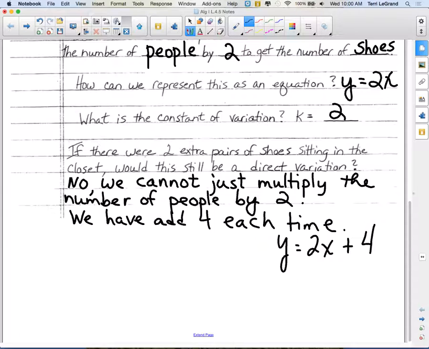0. Is it going to be 0? What's it going to be? 4. The c value is going to be 4, not 0. So that's why this is not a direct variation. Any questions so far?